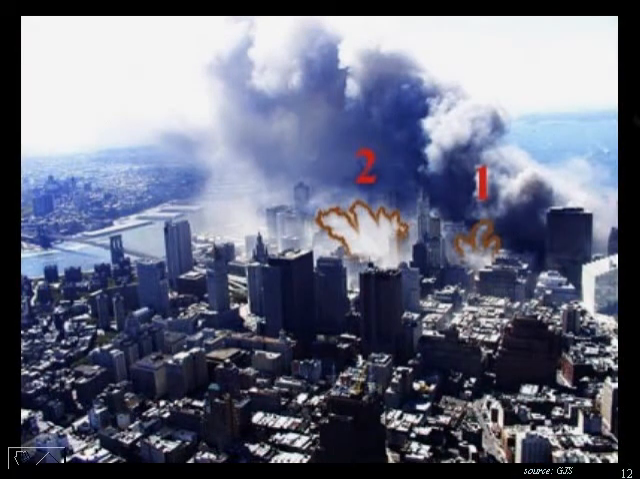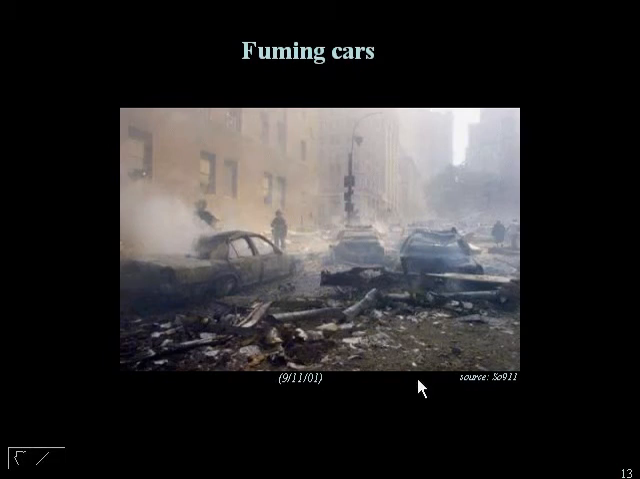You'll notice a particular design under areas 1 and 2. They look like little fingers sticking up. Turns out toasted cars were located there. And here's some of those toasted cars. I call this fuming. The car's not on fire. It wasn't burning. It was just becoming fumes.